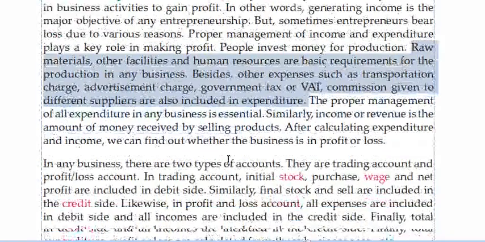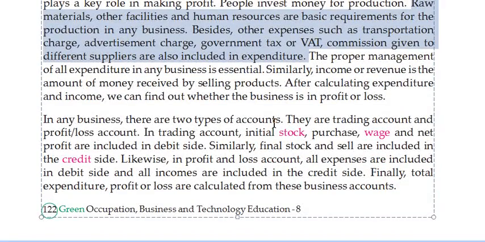and loss. So in any business, there are two types of account. Now here comes the account. They are the trading account and the profit and loss account. In the trading account, initial stock, purchase, wage, and net profit are included in the debit side. Similarly, final stock and sale are included in the credit side. Likewise, in the profit and loss account, all expenses are included in the debit side and all incomes are included in the credit side. So here understand the difference.